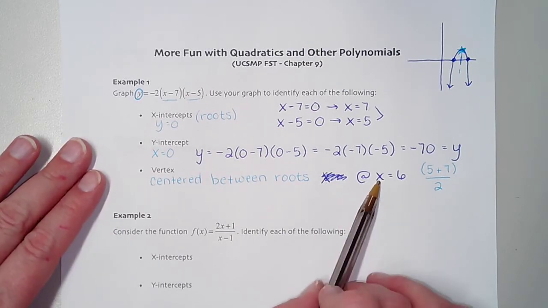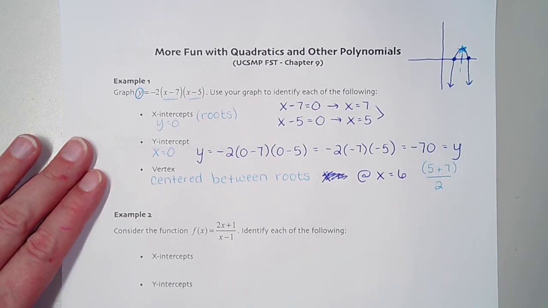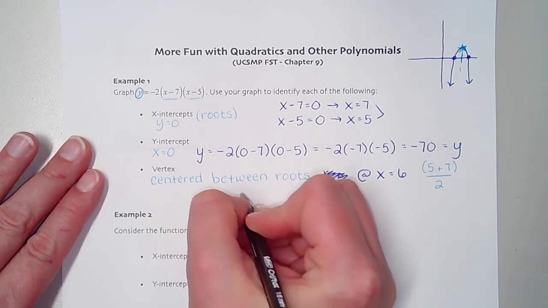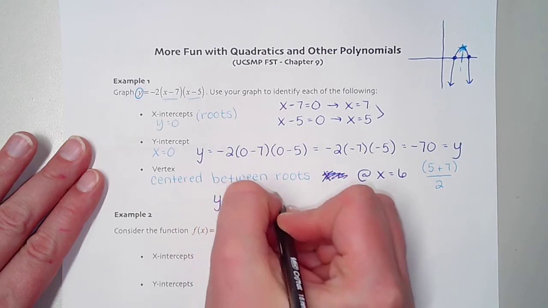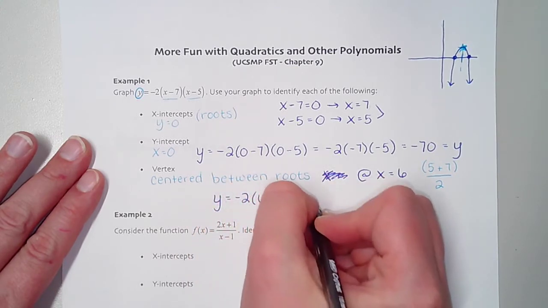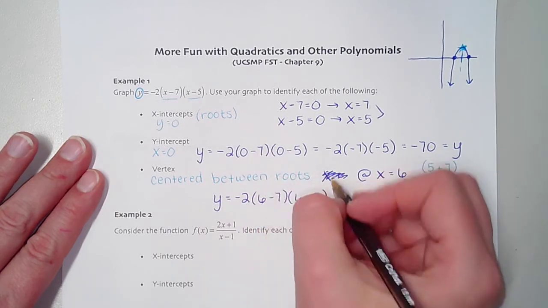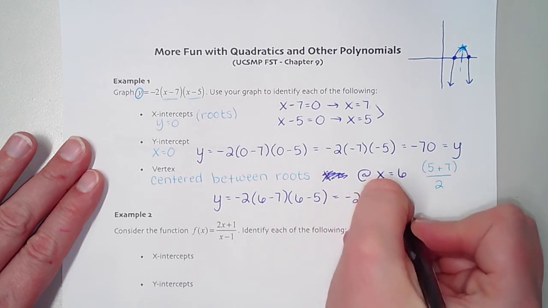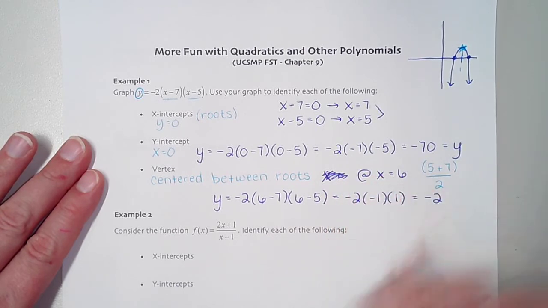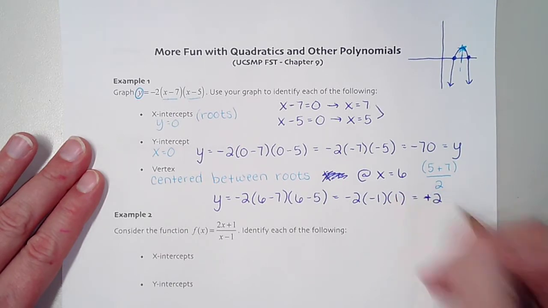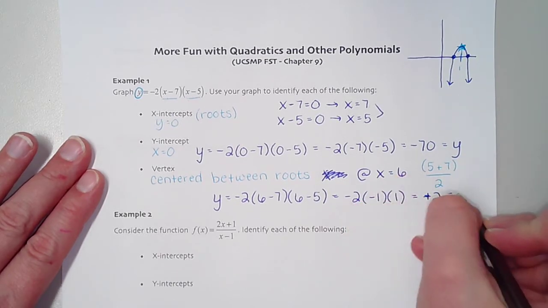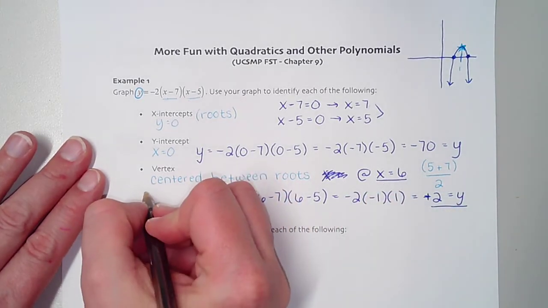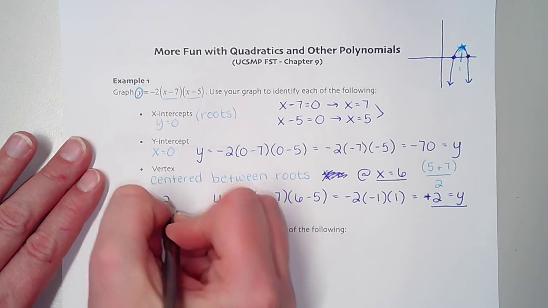So if I know the vertex is located at x equals 6, now I just need the y value that goes along with that. So I'm going to plug that 6 into my function. So negative 2 times (6 minus 7) times (6 minus 5). That's going to be negative 2 times negative 1 times positive 1, which is negative 2. Nope, just kidding, positive 2. Positive 2. And so then this and this together make my vertex. So my vertex coordinate would be at (6, 2).